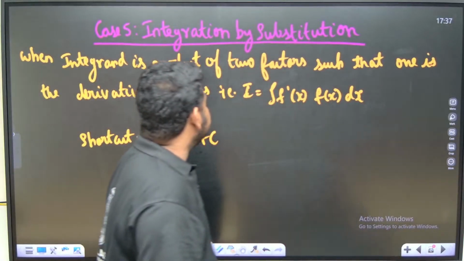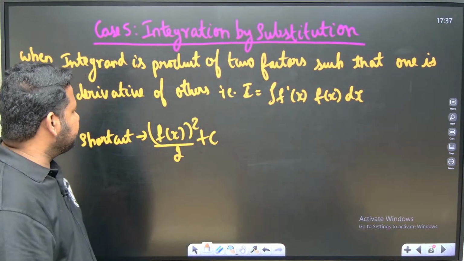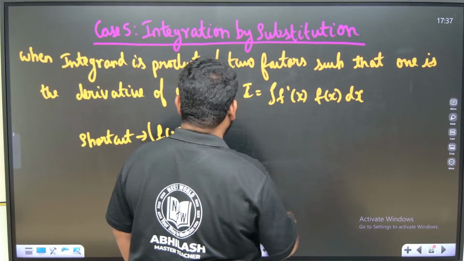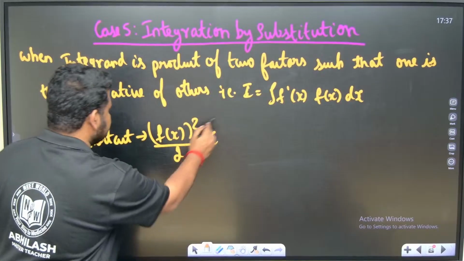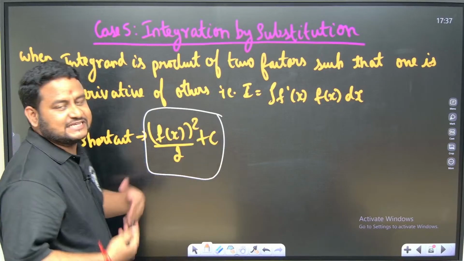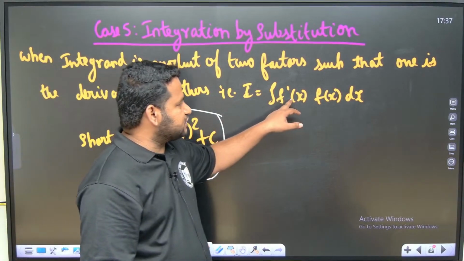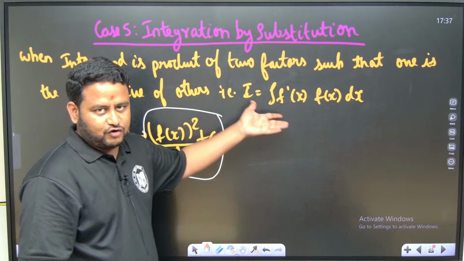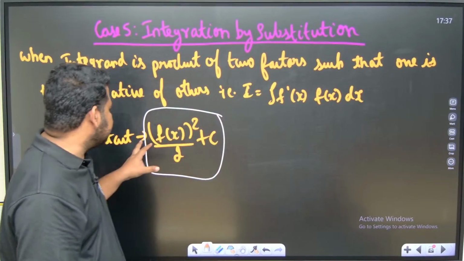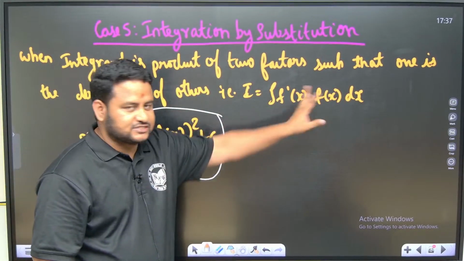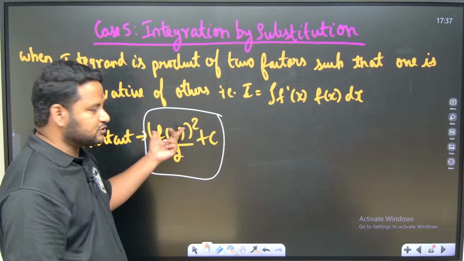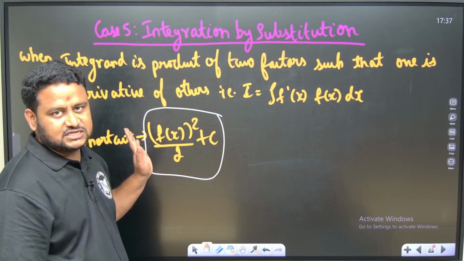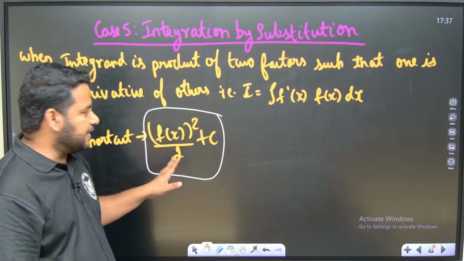Next, integration by substitution. If the given integral is of the form integral of f dash of x into f of x dx, in that case you have to use the shortcut: f of x whole square by 2 plus c. So the integral of f dash of x into f of x dx can be written as f of x whole square by 2 plus c.